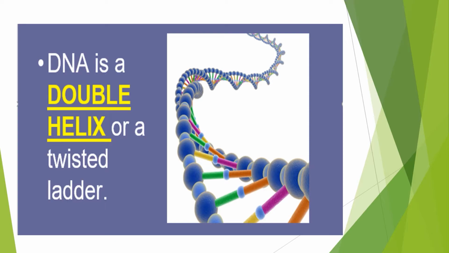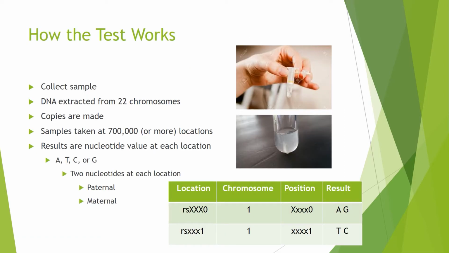So why do we send in our saliva to get tested? To compare it with other people's DNA to see whether there is any genetic match somewhere, and if so, to determine how we share a common ancestor. Here is a simplified version of how the most common type of test works, the autosomal DNA. From your sample, DNA is extracted from your 22 chromosomes, the autosomes. Copies of your DNA are made.